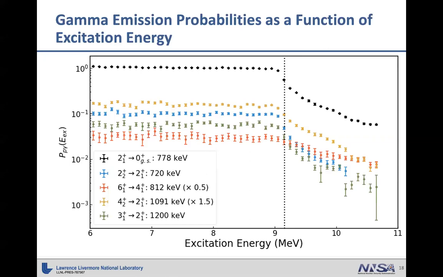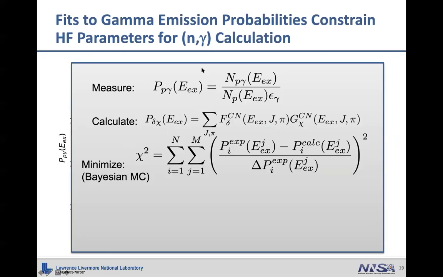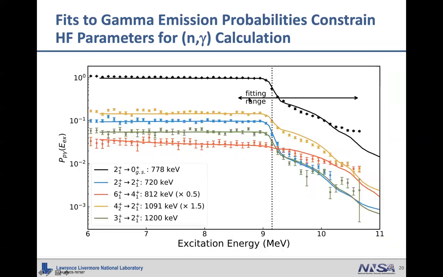So just to remind you, we're measuring this quantity, we're going to calculate this quantity. The way that we do this, or the way that UTA does this, is to calculate this quantity a bunch of times and then minimize the difference between the calculated and the experimental gamma ray emission probabilities through a Bayesian Monte Carlo fit, minimizing this chi-square. If she does that over this fitting range, and this is the same shaded gray area as I identified to you earlier, you get these really nice fits.